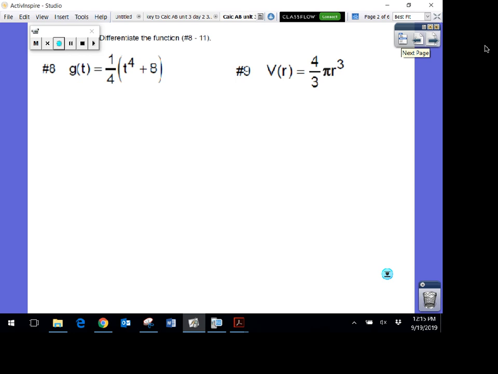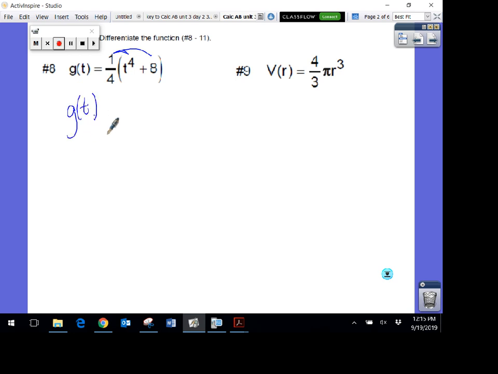Now, right now, what I would do, a lot of times when you have parentheses, you want to get rid of those parentheses. That'll make it a lot easier to find the derivative. You don't have to distribute. We can consider that 1/4 like a constant, and the t to the fourth plus 8, two terms, find the derivative of t to the fourth, derivative of 8, and then distribute that. But I'm going to distribute that. I always want to get rid of parentheses.